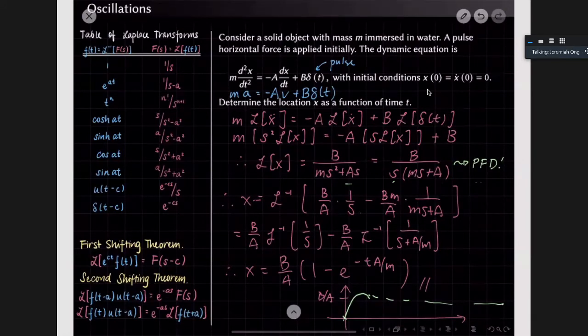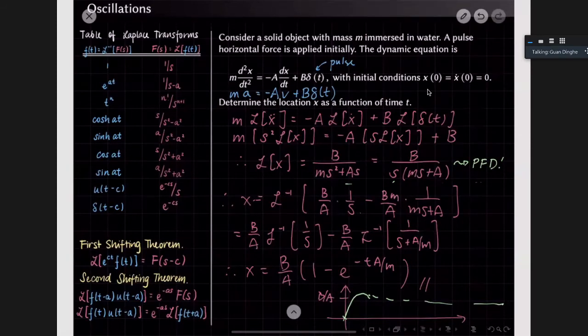Christian, yes. Just check for the current question, this one of the immersed in water one, why does it taper off? Because of your restoring force, a dx dt. So look at the forces that are acting on your object. The only two forces acting on the object are the initial pulse and the minus a dx dt, which tells you that you have a restoring force proportional to velocity.